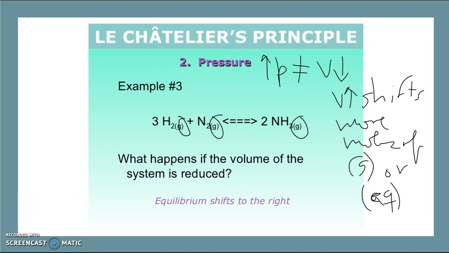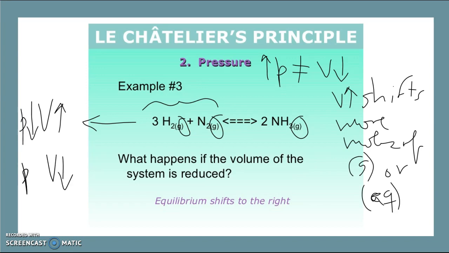If I increase the volume, well, you have more moles this way. If you increase the volume, the equilibrium will shift to the left. Same thing, if you increase the volume, then the pressure is decreased. And the opposite, if I decrease the volume, the pressure increases and the equilibrium will shift to where you have fewer moles. That will be to the products.